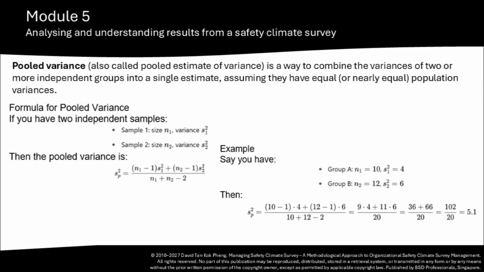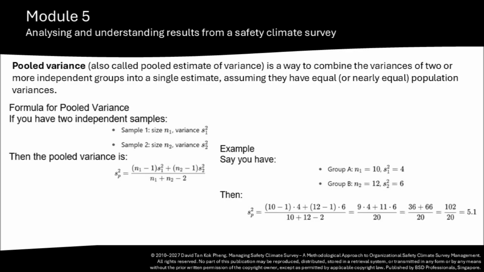Pooled variance, also called pooled estimate of variance, is a method used to combine the variances of two or more independent groups into a single estimate, assuming that the groups have equal or nearly equal population variances. Pooled variance is most commonly used in a two-sample t-test involving independent samples, where it is assumed that the two groups have the same population variance. This assumption is also known as homogeneity of variance.